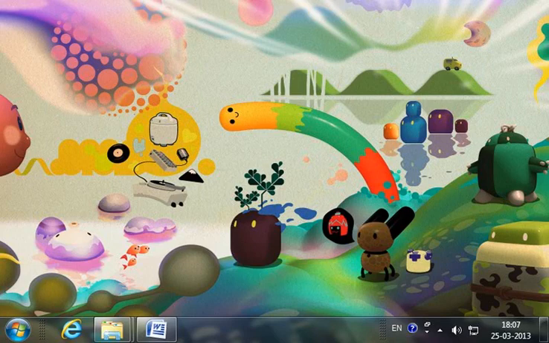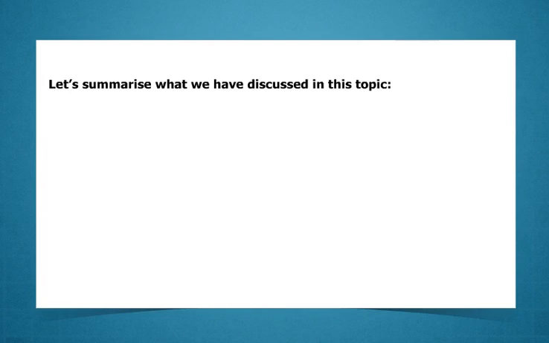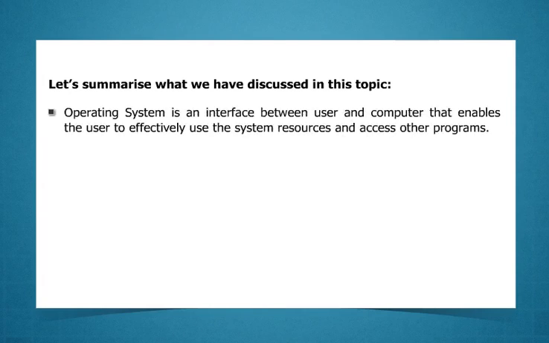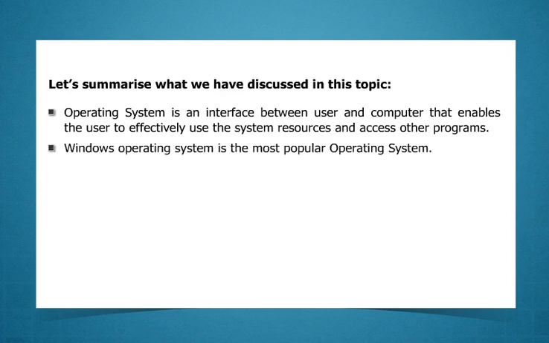We will learn more about using desktop in the next session. Let's summarize what we have discussed in this topic. Operating system is an interface between user and computer that enables the user to effectively use the system resources and access other programs. Windows operating system is the most popular operating system.